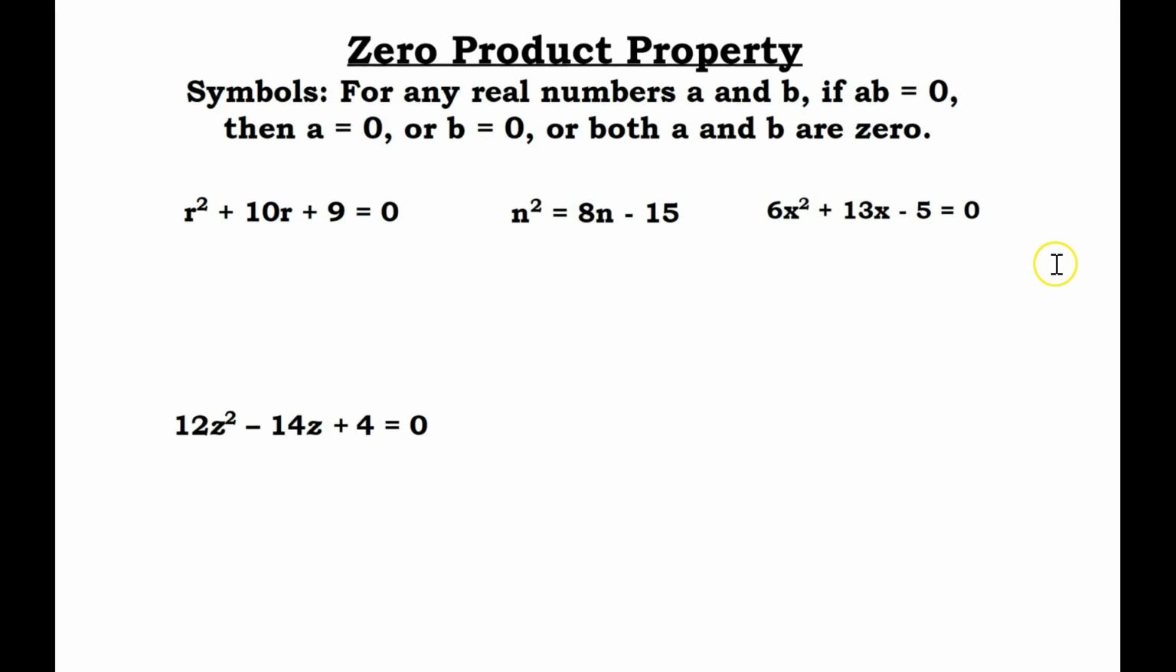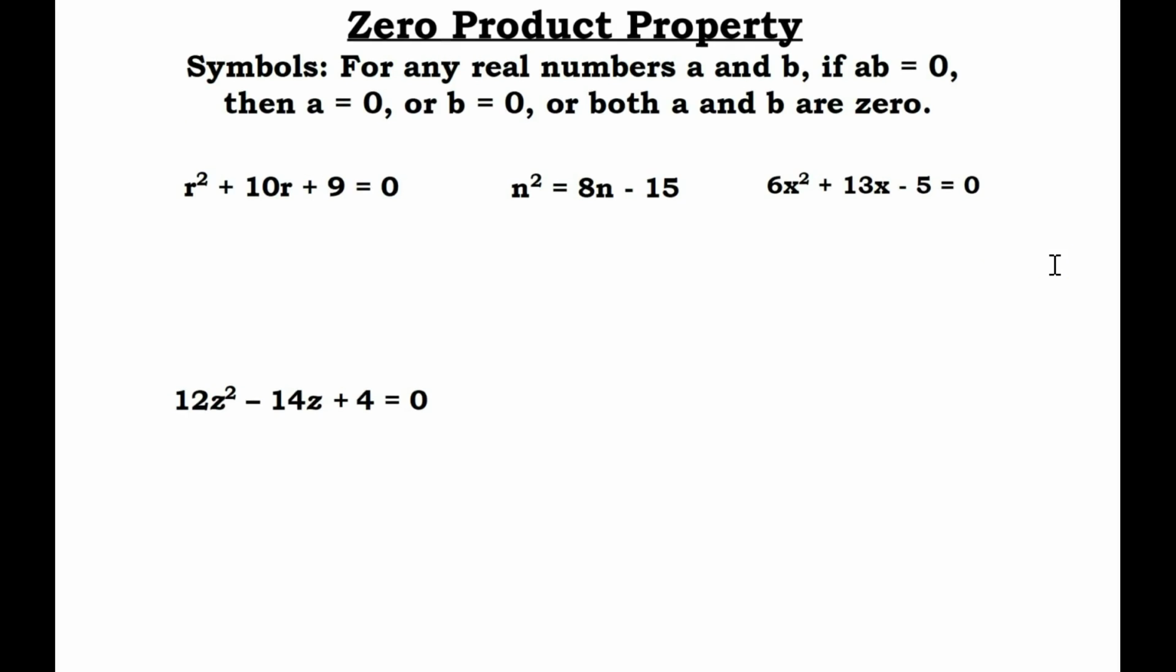Turn your paper over. The zero product property. It says for any real numbers a and b, if a times b is equal to 0, then a is equal to 0 or b is equal to 0 or both a and b are equal to 0. Okay, let's review. If we take two things, in this case variables, and we multiply them together, the only way that we can get 0 by multiplying is to say that one of them has to be 0. So a has to be 0 or b has to be 0 or both a and b are 0. That's the only way for us to get 0 by multiplying.